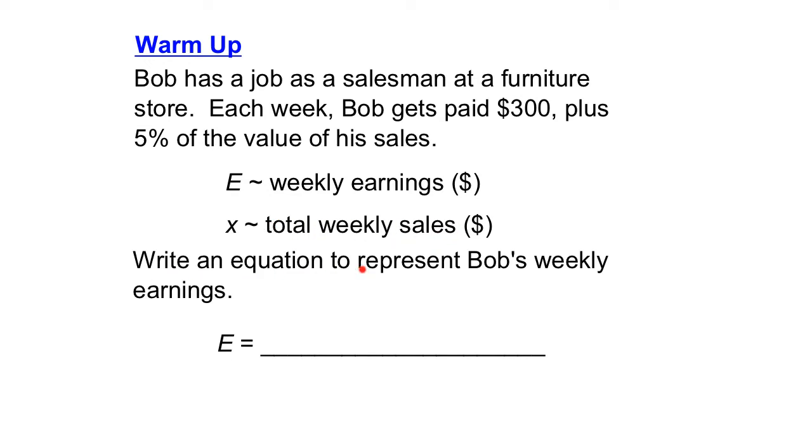So I want you to write an equation to represent Bob's weekly earnings. So his earnings, he gets $300 plus 5% of the value of his sales. So pause the video, see if you can do it, and then check in here. His earnings are $300 plus 5% of his sales. 300 plus 0.05 multiplied by X. X is his sales.